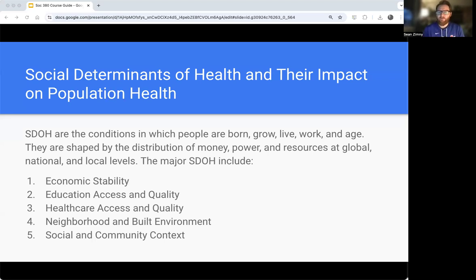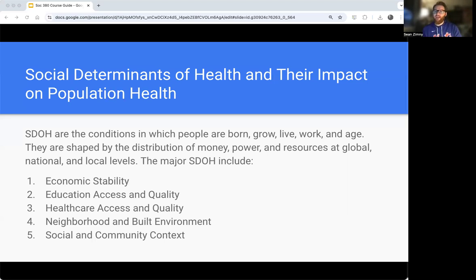3, healthcare access and quality: proximity to healthcare facilities, availability of insurance, and cultural competence in care significantly shape health outcomes. So you have access to healthcare facilities and availability of insurance that allows you to have access to medical professionals that understand cultural nuances that maybe of your culture or your individual, that really allows access to person-centered care. That's really important as well.